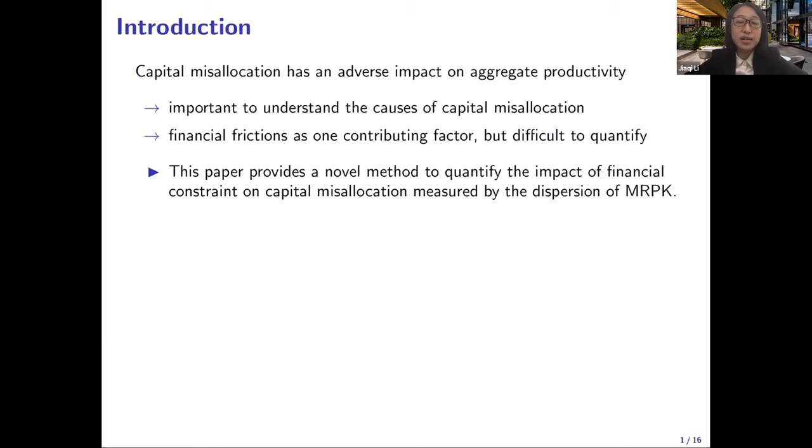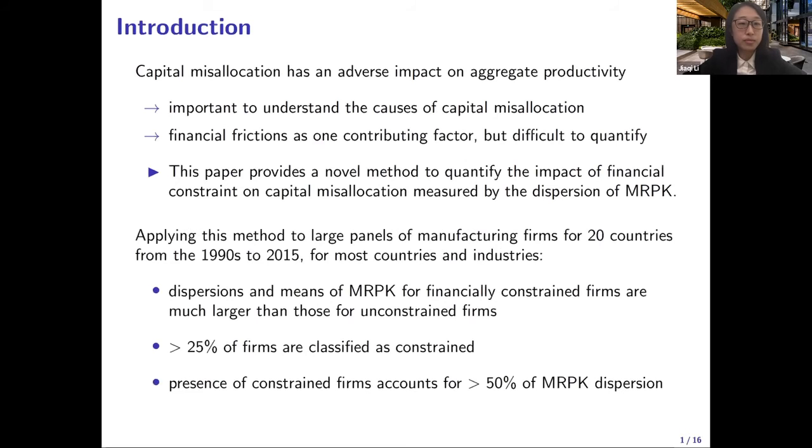This paper provides a novel method to quantify the impact of financially constrained firms on capital misallocation, which is measured by the dispersion of the marginal revenue product of capital. I'll talk about this measure in the next slide. After applying this method to large panels of manufacturing firms for 20 countries from the 1990s to 2015, I find that for most countries and industries, financially constrained firms have much higher dispersions and means of MRPK, or the marginal revenue product of capital, compared to unconstrained firms.